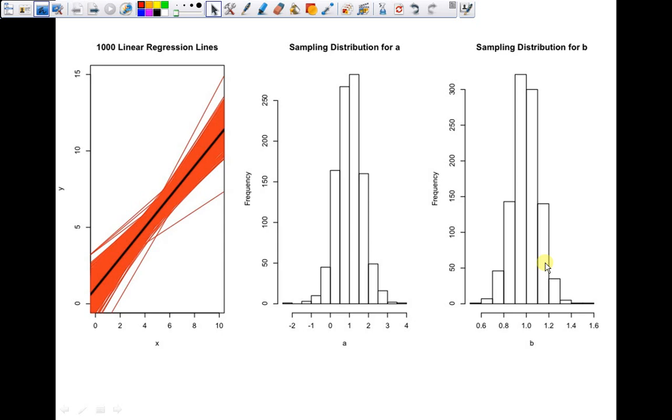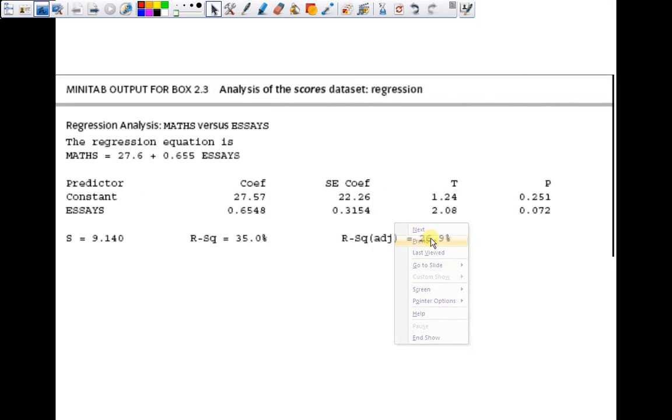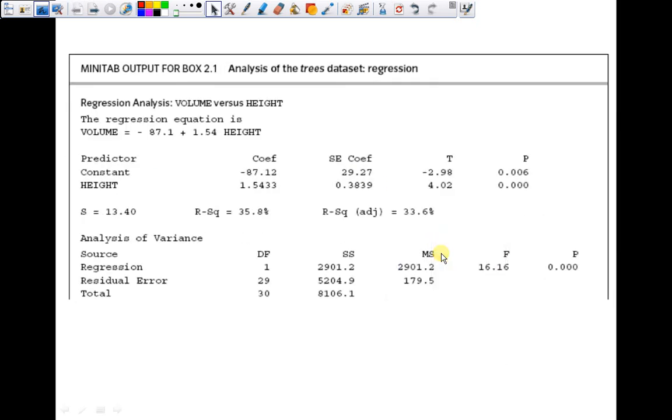Now we're not as concerned about the y-intercepts. We're more concerned about the slopes here. But notice the most common y-intercept is about 1, and that's why we're seeing a large value there. Okay. So let's go back to how we read these computer outputs.